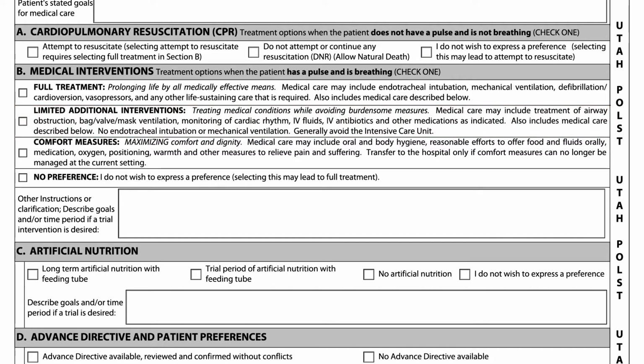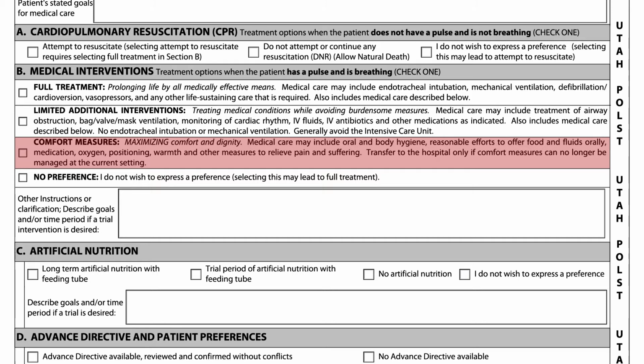The third box of comfort measures is more when the patient really does not want to go back to the hospital. They want to be kept comfortable at home, if at all possible. This does include pain medications, food, anything that the patient wants at the end of their life.